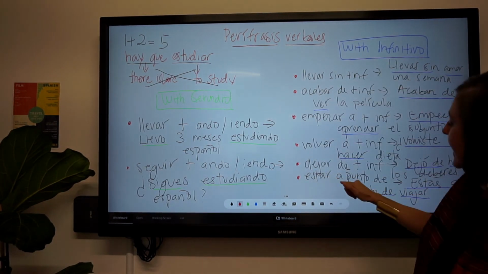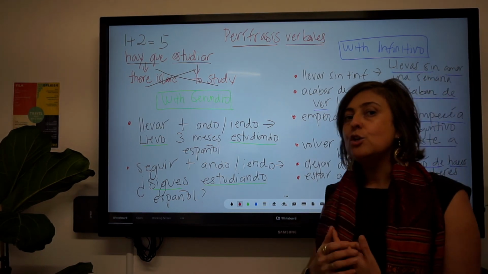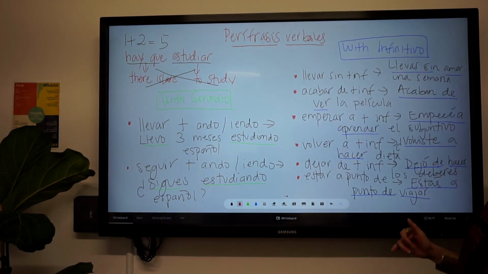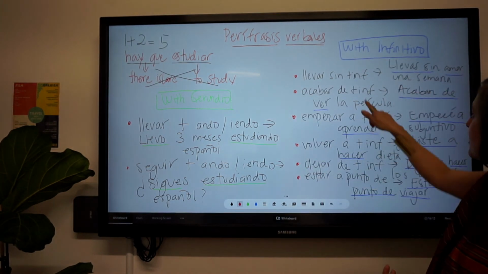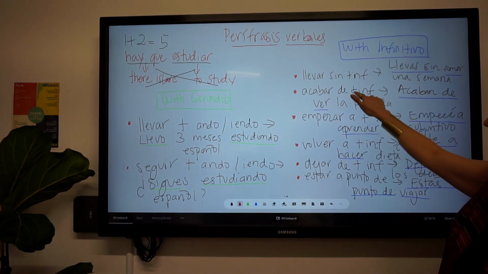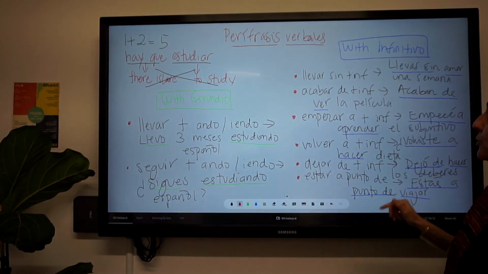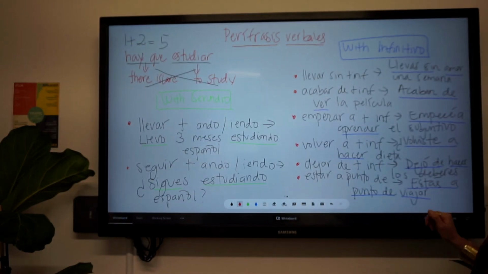And here, the last one, we have estar a punto de plus infinitive, right? And estás a punto de viajar. You are about to travel, right? So, estar a punto de means to be about to do something, right? This one is kind of like the opposite of that, ¿no? Acabar de, to have just done something. Estar a punto de, to be about to do something, right? Estás a punto de viajar.